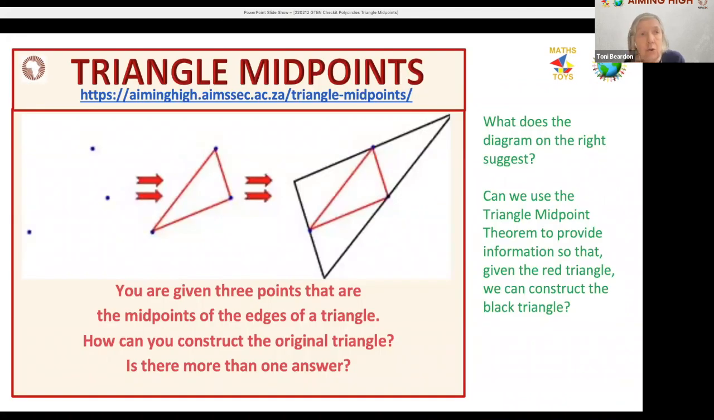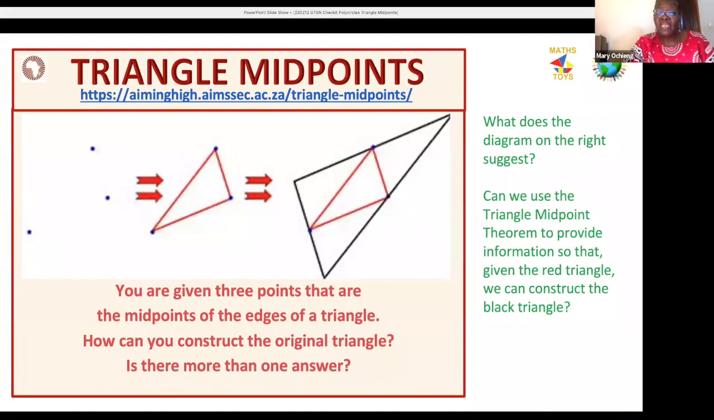We're now going to look at triangle midpoints. Suppose we have a triangle, the triangle in red on the left. Given any triangle, if the vertices of that triangle are midpoints of a bigger triangle, can we find that bigger triangle? So looking at the red triangle that we have here, can we find a bigger triangle? And what we have on the right here is a bigger triangle.